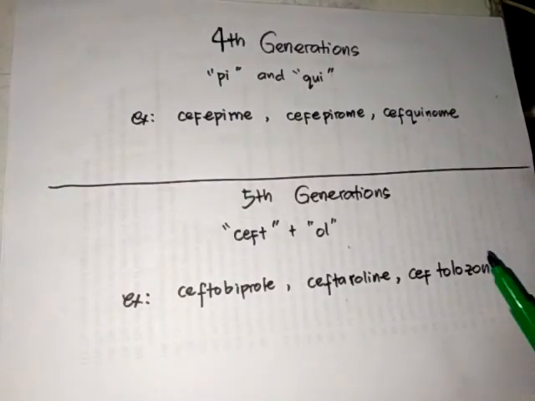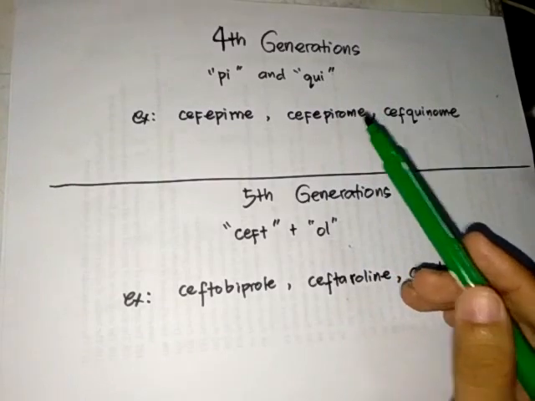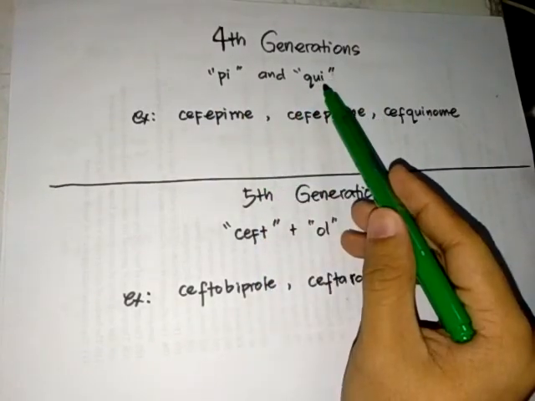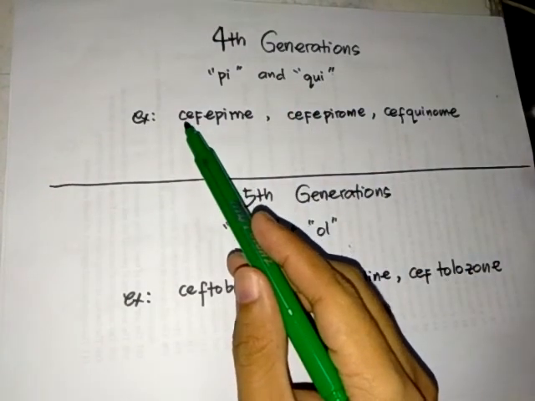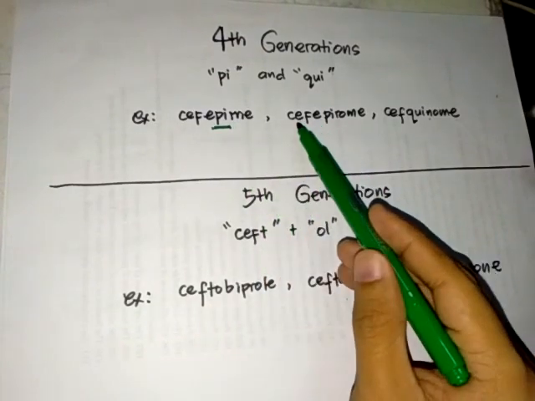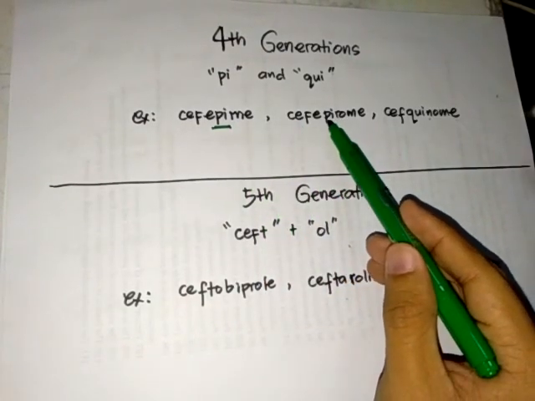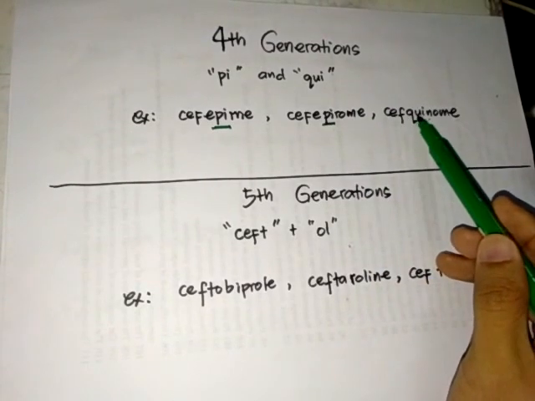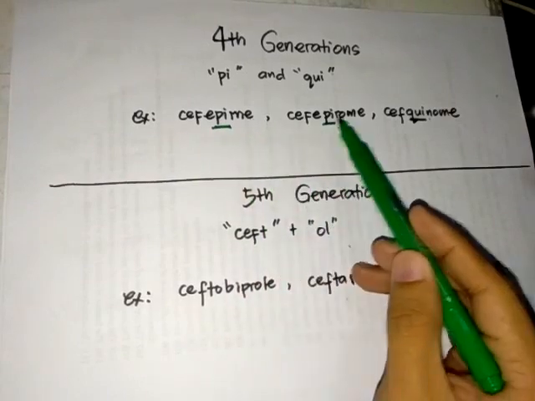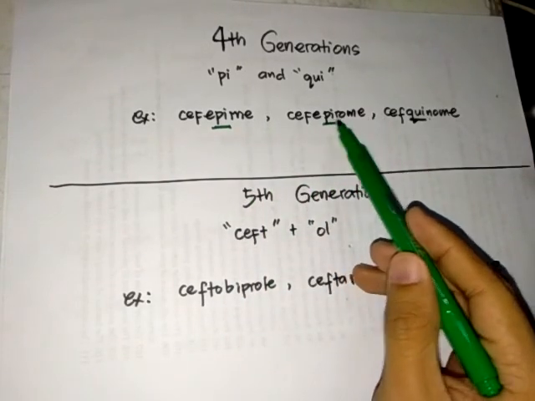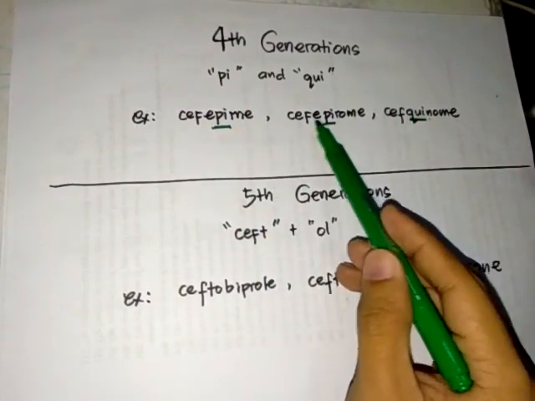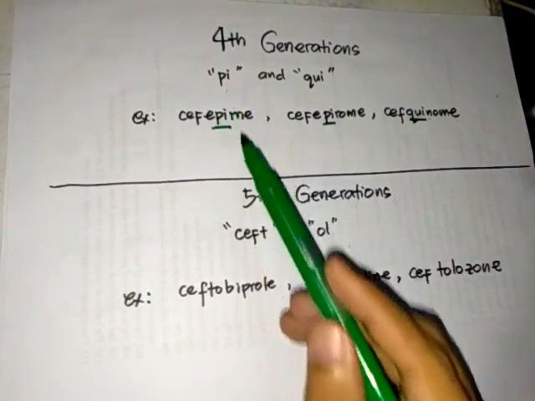How about your fourth generation? Your fourth generation cephalosporin has a PI and QUI, or P key. For example, cefepime, PI. Next is your cefpirome, PI. Cefquinome, there's key here. Again, cefepime, cefpirome, cefquinome.